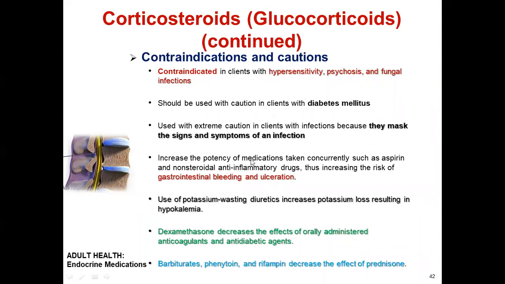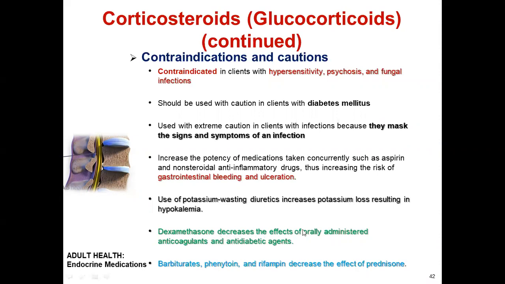Steroids increase the potency of medications taken concurrently, such as aspirin or NSAIDs, non-steroidal anti-inflammatory drugs, thus increasing the risk of gastrointestinal bleeding or ulceration. So NSAIDs or any other aspirin, it is good not to take with steroid. Also, potassium-wasting diuretics increase potassium loss, resulting in hypokalemia. So steroids and potassium-wasting diuretics should not be given together.